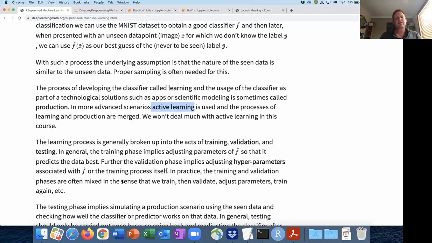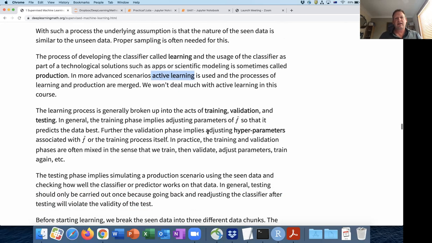Now, when you're looking at the seen data, you're looking at training, validation, and testing. So what are they? By training, you are training your model on some subset of the data. And then you might be thinking, is this model good or not? Does it have good parameters that you can choose? These are hyperparameters. Training is a process of learning parameters, but there are also tuning parameters, which we call hyperparameters.